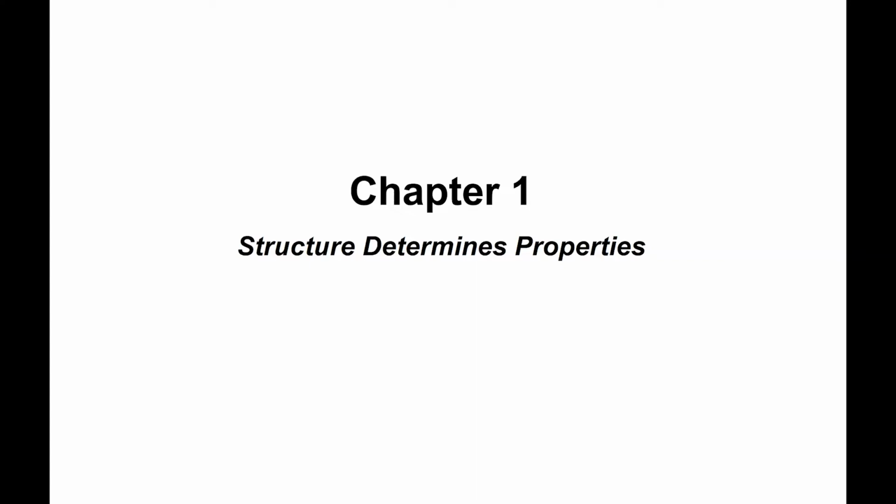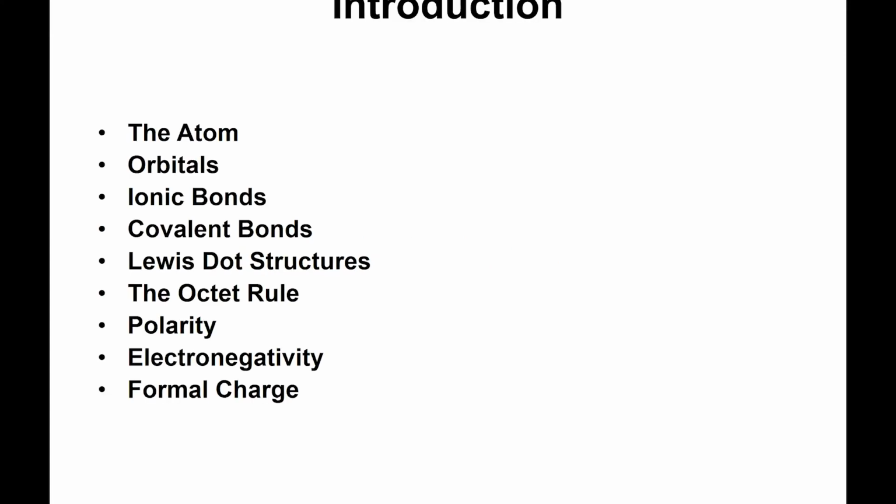So if you believe that you need to go back and review these topics, please use the resources that I have given and make sure that you have a good foundation in these areas. Some of the things we're going to start with reviewing again is just basics of the atom, orbitals, what's an ionic bond, what's a covalent bond, reminders of Lewis dot structures, the octet rule, polarity, electronegativity, and then talking about formal charge.